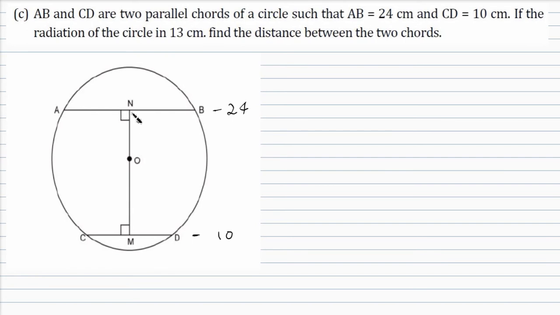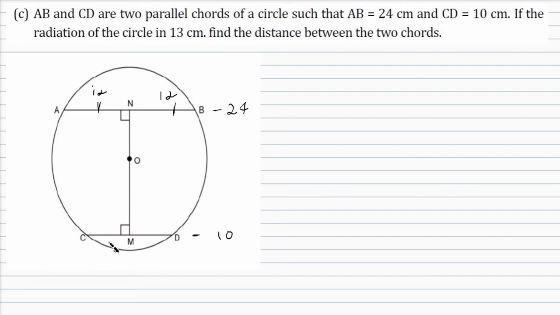So now let's look further. How can we find the distance? We know any line drawn from the center of a circle which meets the chord at 90 degree, the chord will be split into two equal parts by the line. So in this case, the line ON meets the chord AB at N, so N would be the midpoint of chord AB. AN and NB are two equal parts. So we can say AN is equal to 12 centimeter and NB is equal to 12 centimeter, since we know AB is 24. 24 divided by 2 is 12.